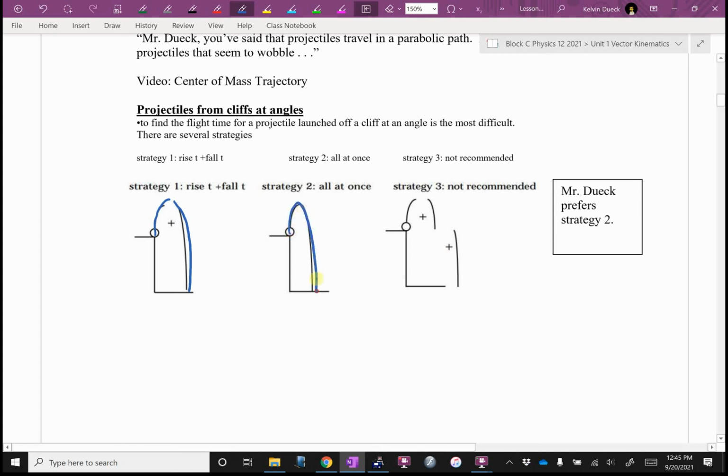I could do it all at once in one fell swoop. Mr. Dewick prefers that one. Or find the time to the top, double it to get the time back to cliff level, let Vy initial be negative and continue on until it hits the ground, and then add all those 3 together. Meh. I'd rather just get it done.